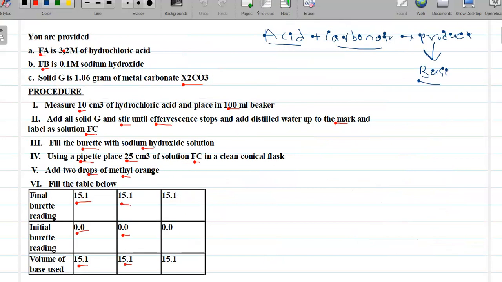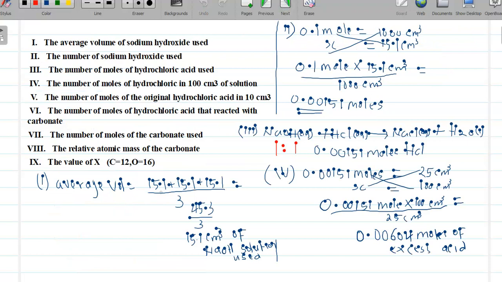So if I show you back, here we have 15.1, 15.1, 15.1. All of them, you add them, then you divide by 3. So 15.1, 15.1, 15.1 divided by 3. When you add them, you get 45.3. Then divide by 3, you get 15.1 centimeter cubic of sodium hydroxide solution used. This is the volume of sodium hydroxide solution used to react with the acid.